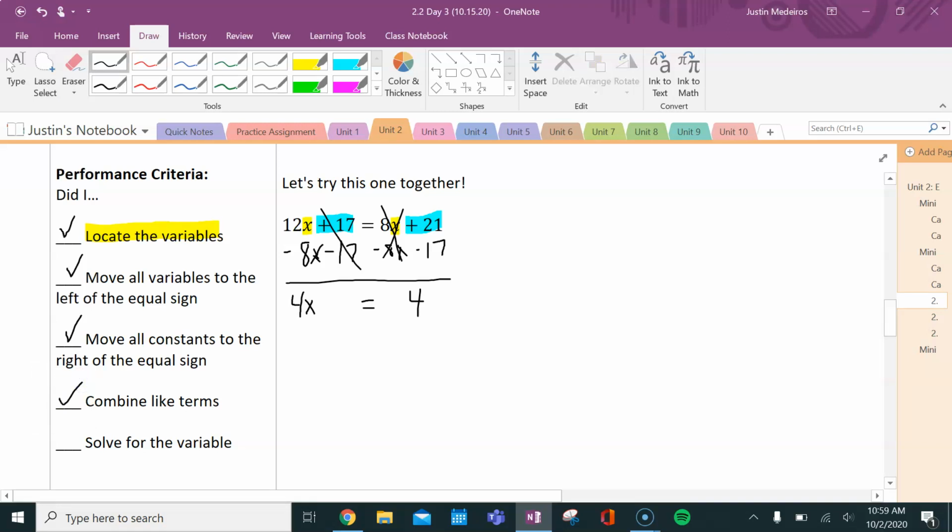And then the last thing is we want to solve for the variable. In this case here, there is a 4 attached to this x. So to isolate the x, we need to do the inverse operation of this operation, which is multiplication. The inverse operation of multiplication is division. When you divide by 4 on both sides, 4 divided by 4 becomes a single x, or just 1x, and when you divide 4 by 4 you get 1. So our final answer here after solving this multi-step equation is x equals 1.